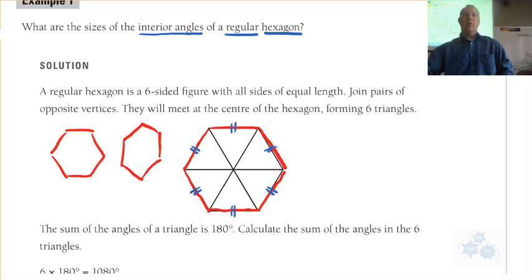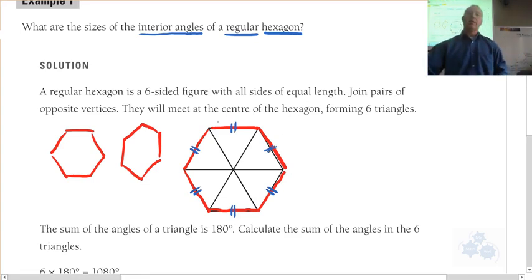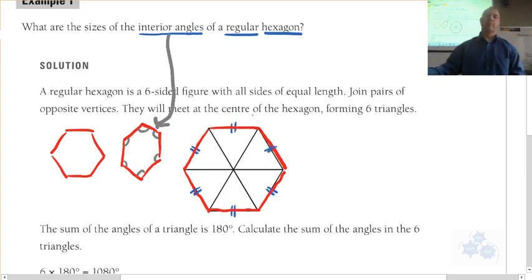Okay. So what are the interior angles? Well, the interior angles would be the angles that are on the inside of where 2 sides meet. So that's an interior angle, and so is that, and this, and so on. Okay? Those are interior angles right here. So interior angles are these gray ones right here. So in this diagram, of course, we're talking about this angle right here.